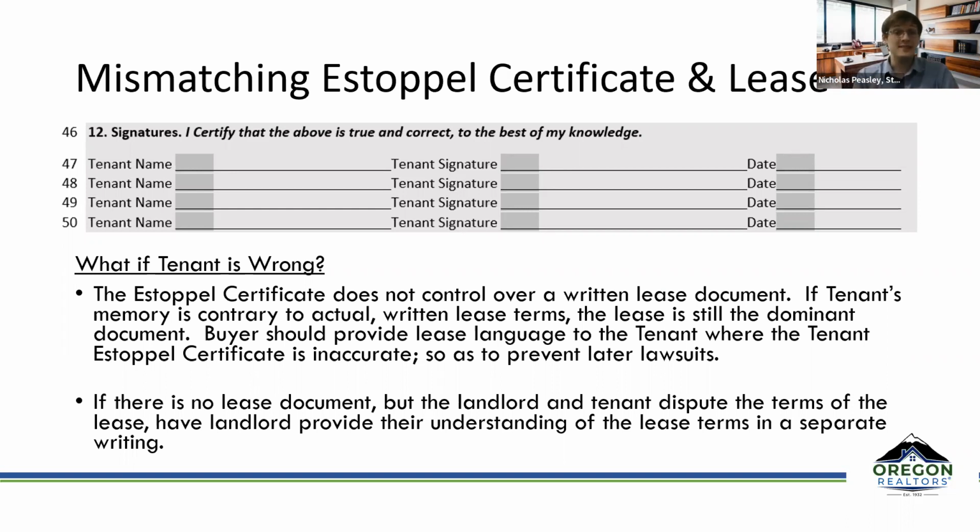If there is no lease document and the landlord and tenant dispute something, make sure you get that figured out now. If there is a dispute and the tenant just refuses to adhere to what the lease says, the estoppel certificate does not overpower a written lease. So if the landlord gave you the lease and the tenant's understanding of the lease through the estoppel certificate is not the same, the lease still controls. But if you have no lease, this gives you a chance to discuss things, to figure it out.